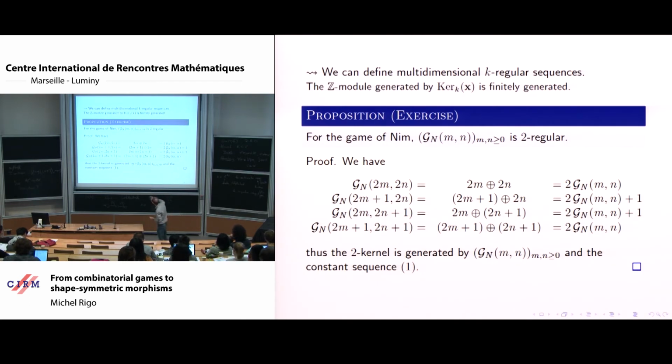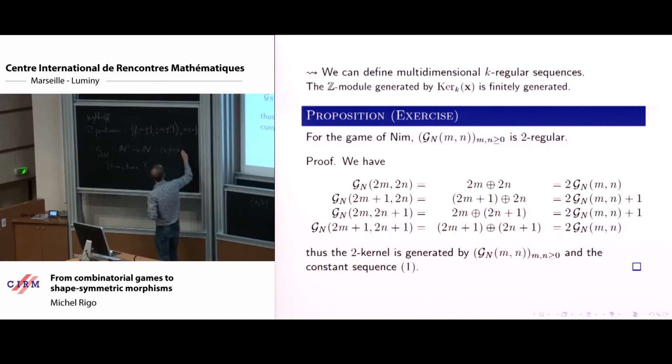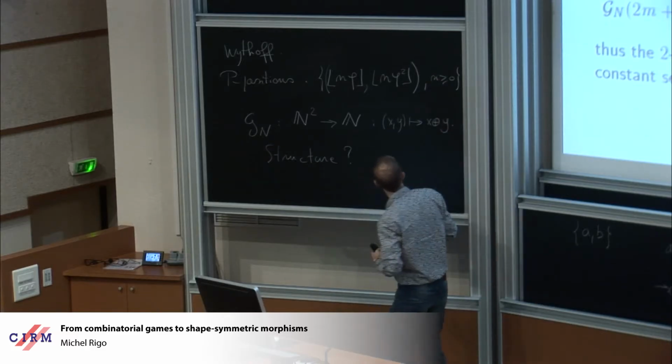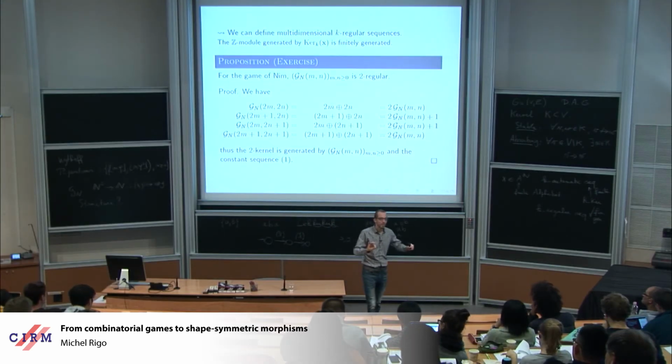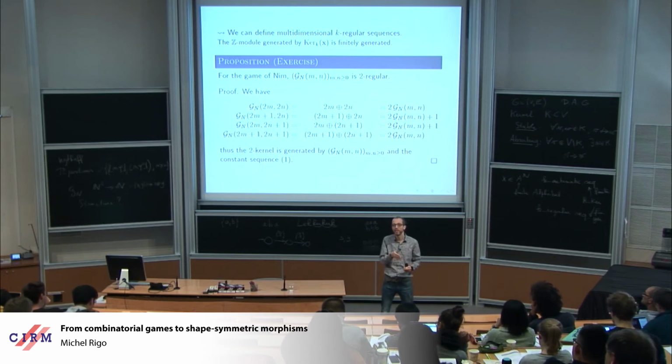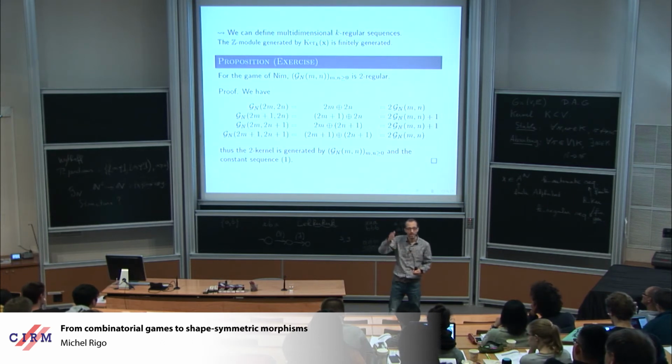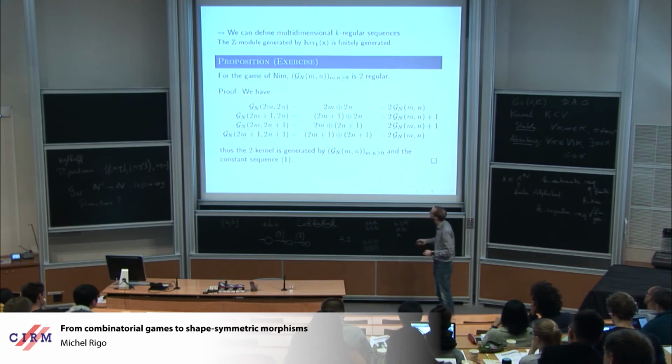And so let's come back now to the game of Nim. You remember that I have this bidimensional sequence, and if I give you x and y, then it's just the Nim-sum of x and y. And what is a Nim-sum? You write x and y in base 2, and you do addition column by column without carry. So you just count if you have an even or odd number of 1s in each of the columns when you do addition. And so now I can prove that this bidimensional array is 2-regular.